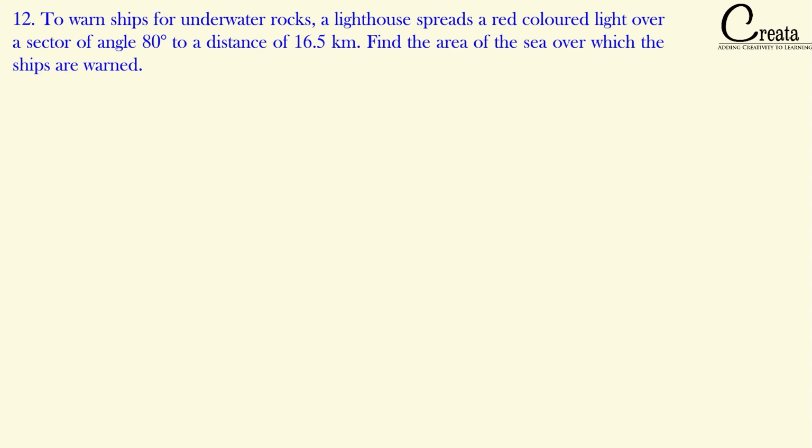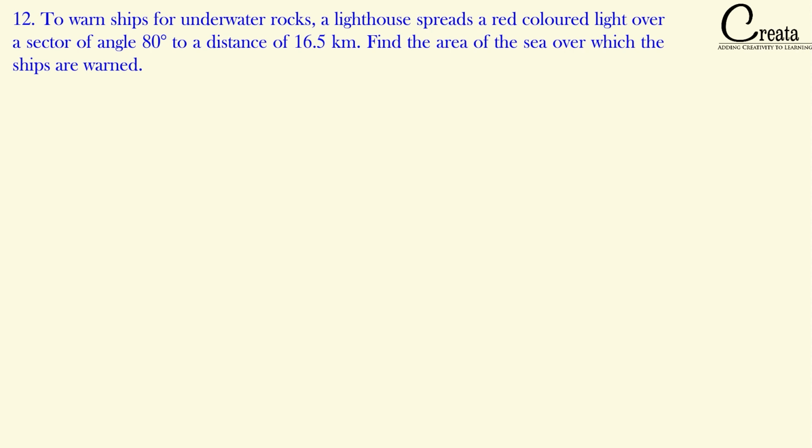To warn ships for underwater rocks, a lighthouse spreads a red color light over a sector of angle 80 degree to a distance of 16.5 km. Find the area of the sea over which the ships are warned. So this is the question. Firstly, let's observe the question.